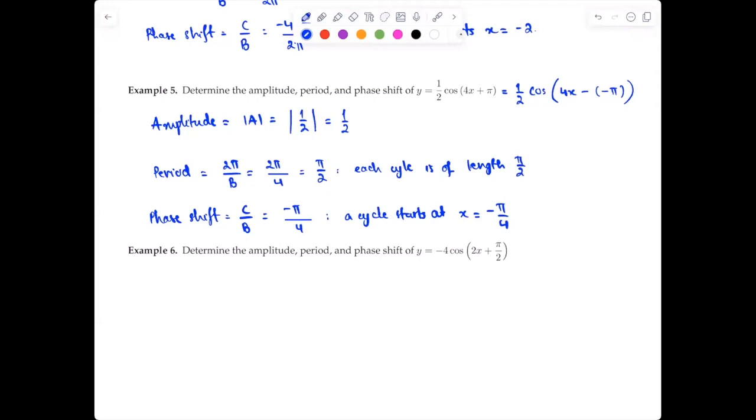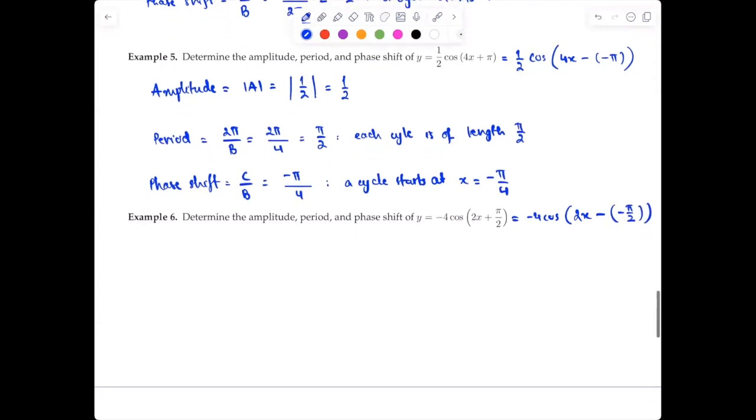Now example 6 is going to be very similar to the last 3 examples. You look at the function and you compare it with the original definitions, and you see that we need to manipulate the expression inside the parentheses again to get negative 4 times cosine of (2x minus negative pi over 2).